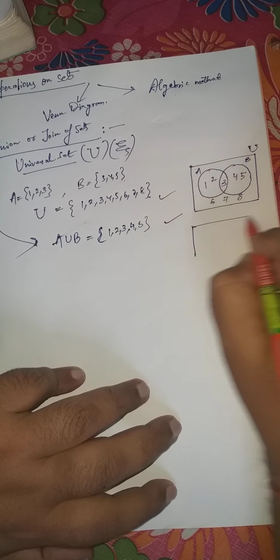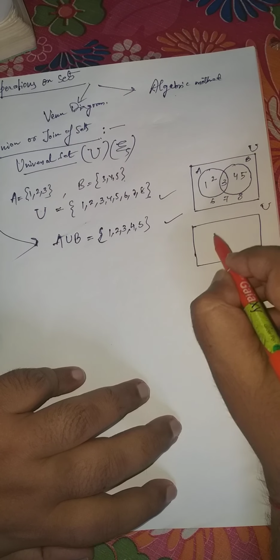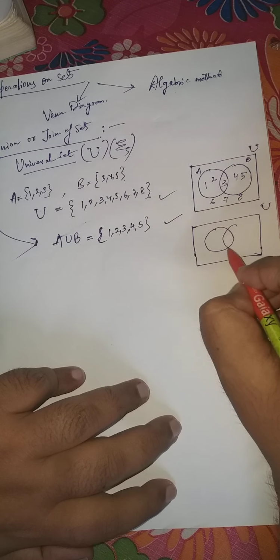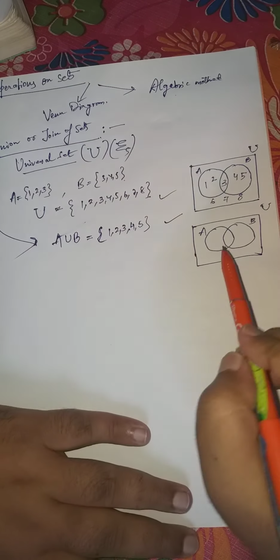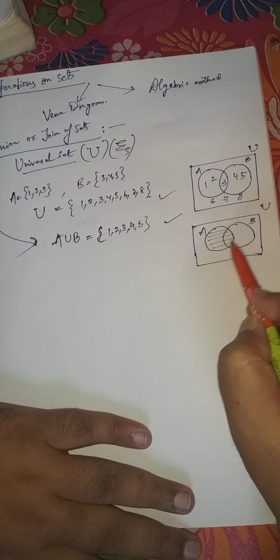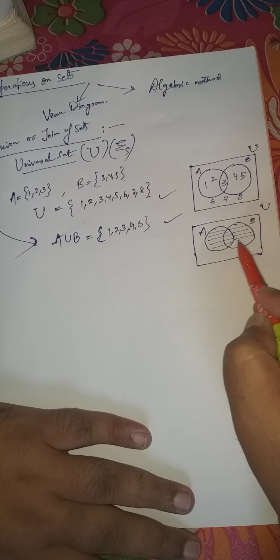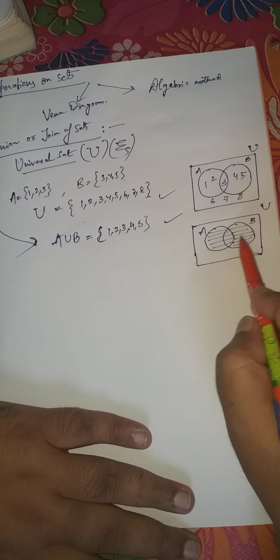But the correct way is what? To show the union region. You can express the union region, suppose one set is A and another is B. So A union B means you have to shade all the region which is there in A and B. You have to shade this area.